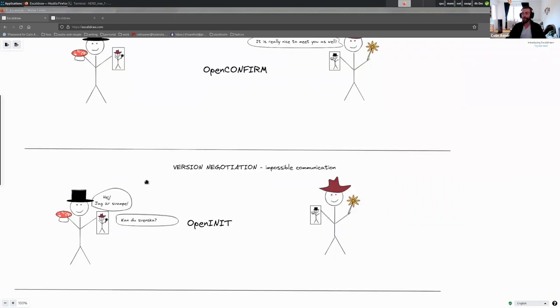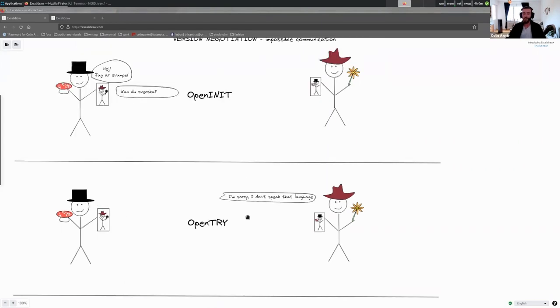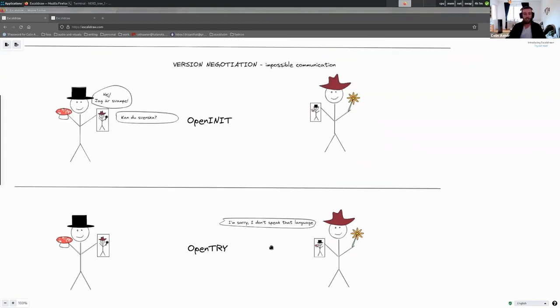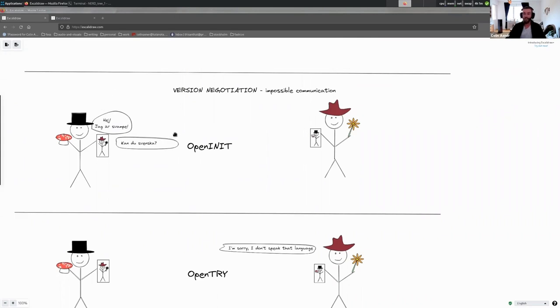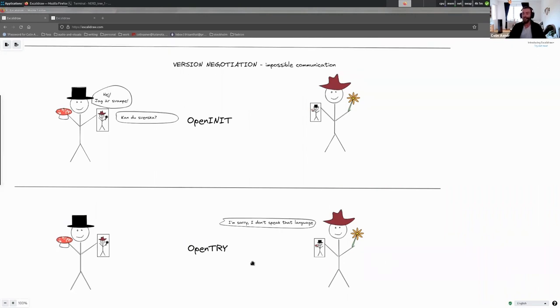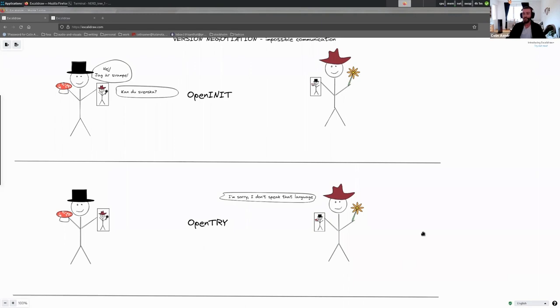And now we have impossible communication, where Svante says, kan du svenska? And Bloomor says, I'm sorry, I don't speak that language. And this might happen if maybe there's an IBC protocol version 2, which completely changes how the connection handshake does its proofs, like the proof paths or what it's actually proving. And so when Svante tries to propose using this version 2, and here we have Bloomor using version 1, it just breaks down and it errors out. And we find that we can't actually continue this connection handshake because we haven't actually implemented it yet, or we don't support it.